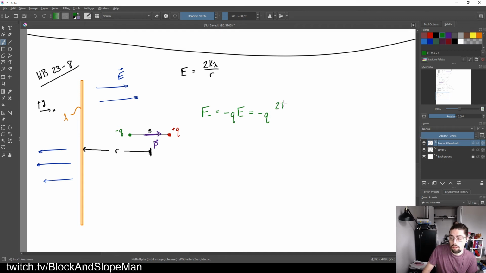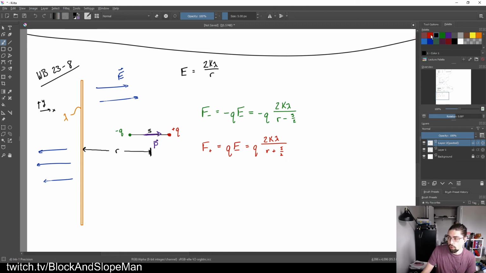Well, it's going to be 2 times k times lambda, but then we need to be careful. That distance is not just R, it's a little bit closer than that, right? We can see we shave off a little bit from R. We end up right there instead of being all the way at R. So this is going to be R minus S over 2. That makes it a little bit of a stronger field. Okay, now I'm going to do the exact same thing with F plus, the force acting on the positive charge. So this will be positive Q times E. Again, same arguments being made. 2k lambda over R plus S over 2, right? We get a little bit farther away than R.